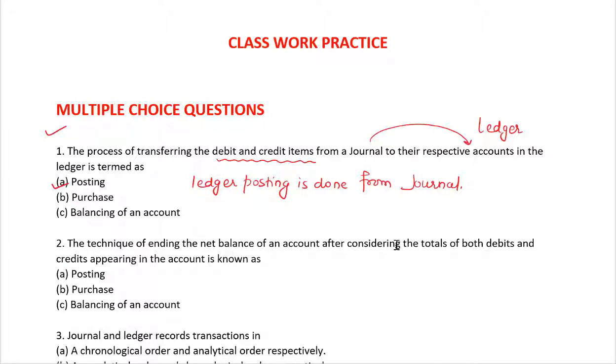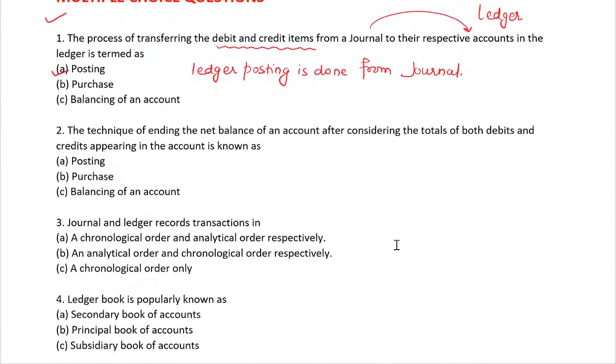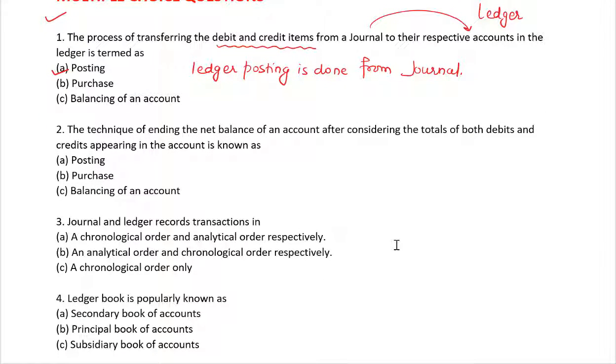Let's move to question number 2 now. The technique of ending the net balance of an account after considering the totals of both the sides, that is debit side and credit side, appearing in the account is known as: A. Posting, B. Purchase, C. Balancing of an account. What do you think?